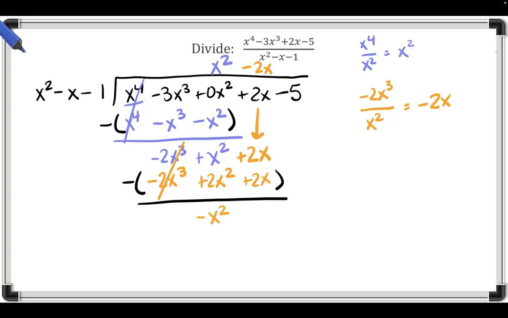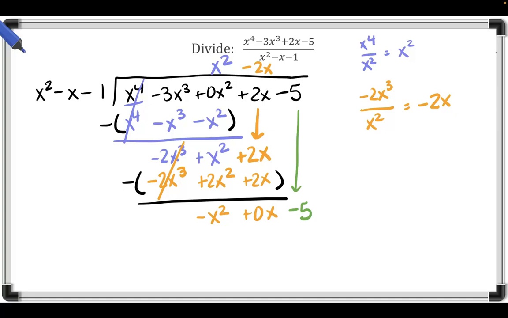And then I have 2x minus 2x, which is a 0x. Okay. Now the next thing that I'm going to do is take this negative 5 that's at the end. It's going to drop down here. Okay, and you're going to repeat all your steps again.